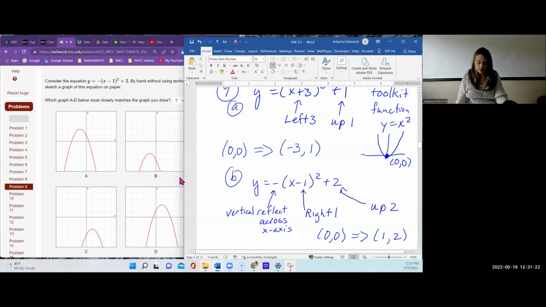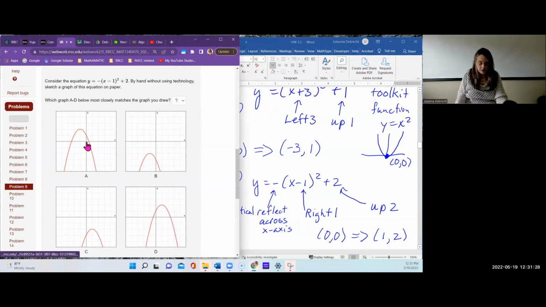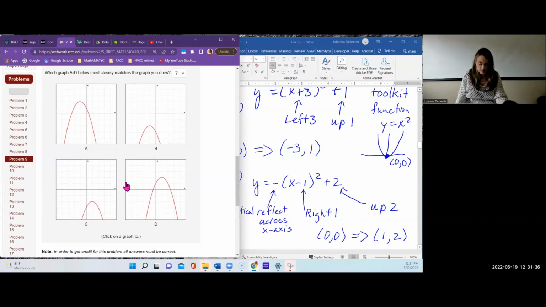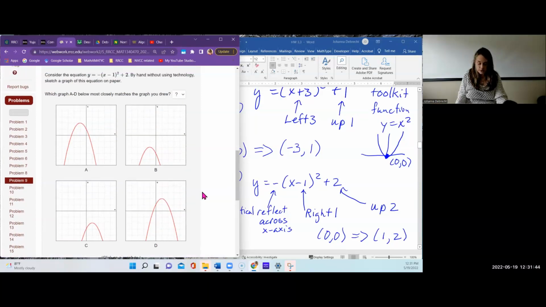Let's look now at the pictures and see if we can find the one with the vertex at 1, 2. This one has been shifted to the left one, and I want right 1. This is also shifted left 1, so it can't be correct either. Both of these have a shift right 1, but only D has a shift up 2. It's got to be choice D.